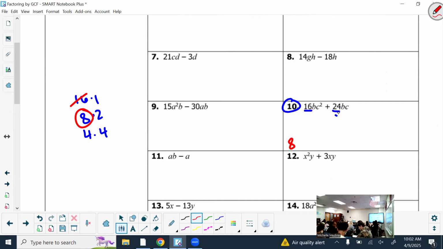Now check the variables. Do they both have a b? Whenever it is present in each term, you take the one with the smallest exponent. Right now, they both have the same exponent, so there's b to the first power. Do they both have a c? Yes. Which one has the smaller exponent, c squared or c to the first power? So then this is going to be my GCF. You can never take more than the smallest amount you have.